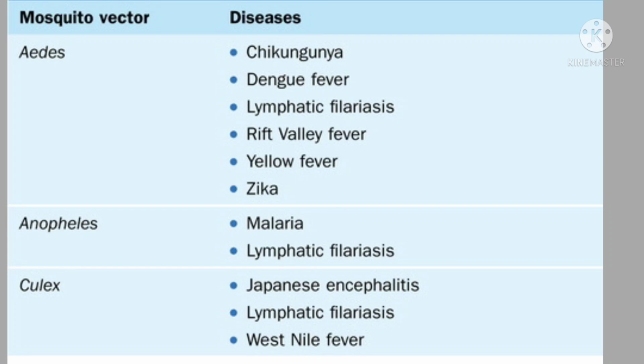First one is Aedes. The diseases are chikungunya, dengue fever, lymphatic filariasis, Rift Valley fever, yellow fever, and Zika. Next is Anopheles. Anopheles is malaria and lymphatic filariasis. Next is Culex. Diseases are Japanese encephalitis, lymphatic filariasis, and West Nile disease.